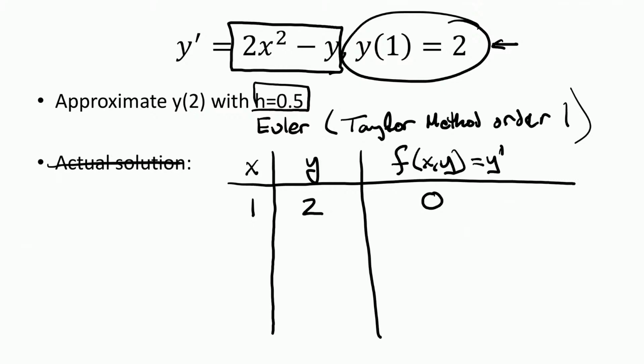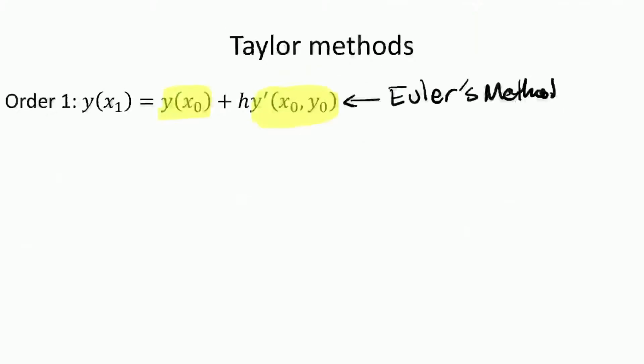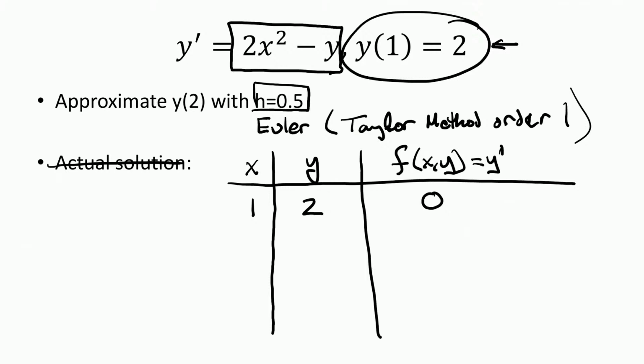This one is an easy step to make because the formula back here says that to get the next number, I take the old number plus whatever our step size is times the slope. So let's go back here and do that. My next number is going to be the old number plus the step size times the slope. Well, that was easy. So when x is 1.5, y is equal to 2.